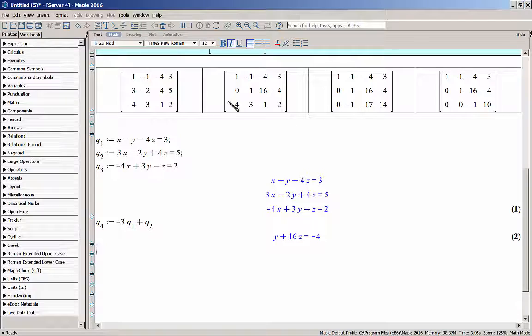The next step was to eliminate the -4 here, so we again need a new name, Q5, and we achieve that by multiplying row or equation 1 by 4 and adding that to equation or row 3. And this represents the third row here, -1 times y minus 17 times z equals 14.